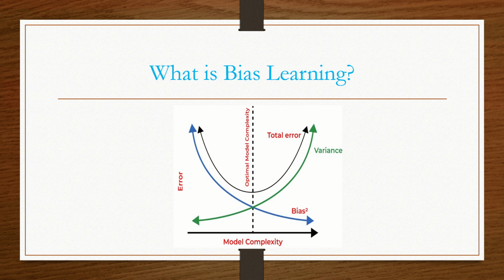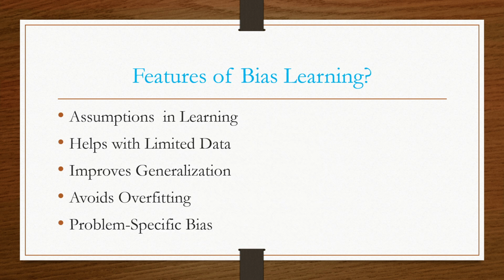Bias learning is a concept in machine learning where a model is given some prior assumptions or knowledge that help it learn faster and make better predictions. Imagine you are trying to find your friend in a huge mall. If someone tells you she usually shops near the food court, that's a bias. It guides you and saves you time. Similarly, a learning algorithm uses bias to focus on the most likely solutions instead of trying everything randomly. This is bias learning.